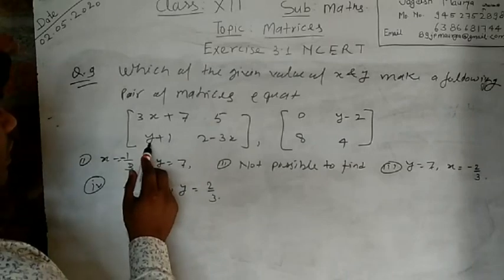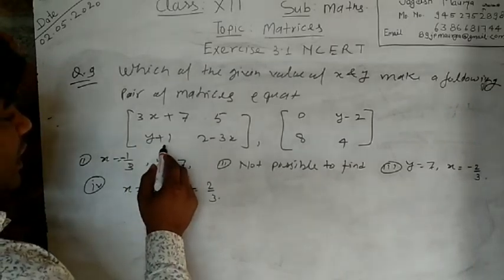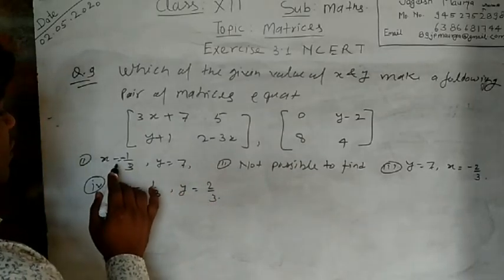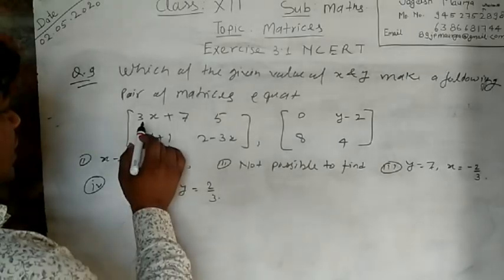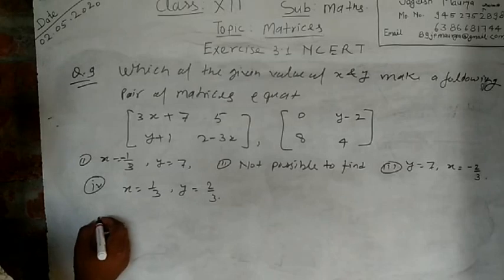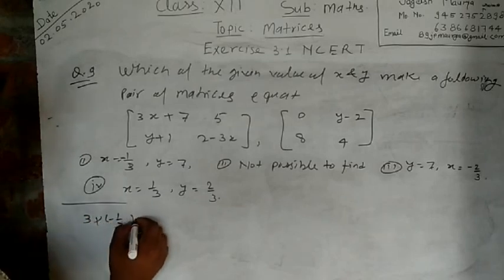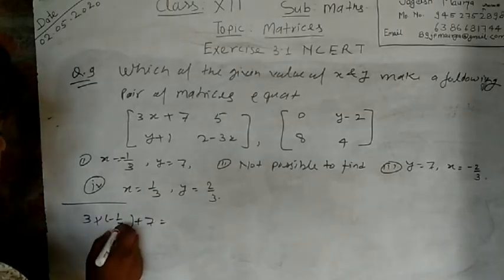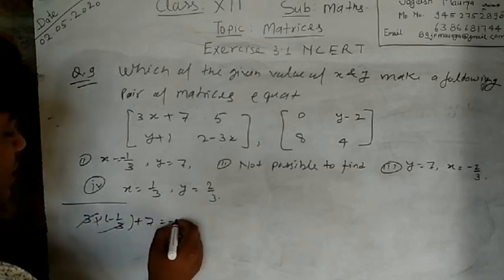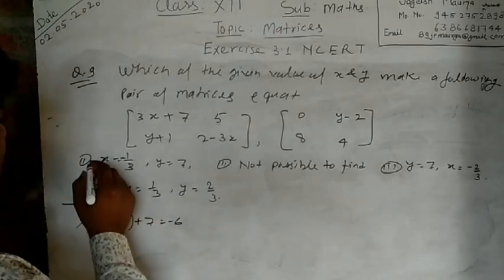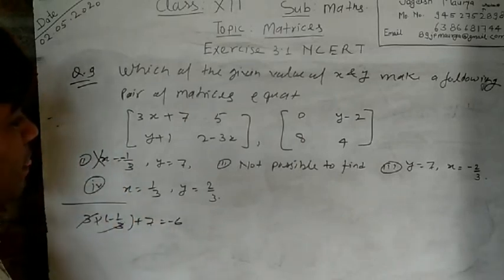Here if we put y equal to 7, 7 plus 1, 8 is correct. And here if we put x equal to minus 1 by 3, 3 into minus 1 by 3 plus 7, this will come minus 6, not equal to 0. So this option is wrong answer, wrong option.